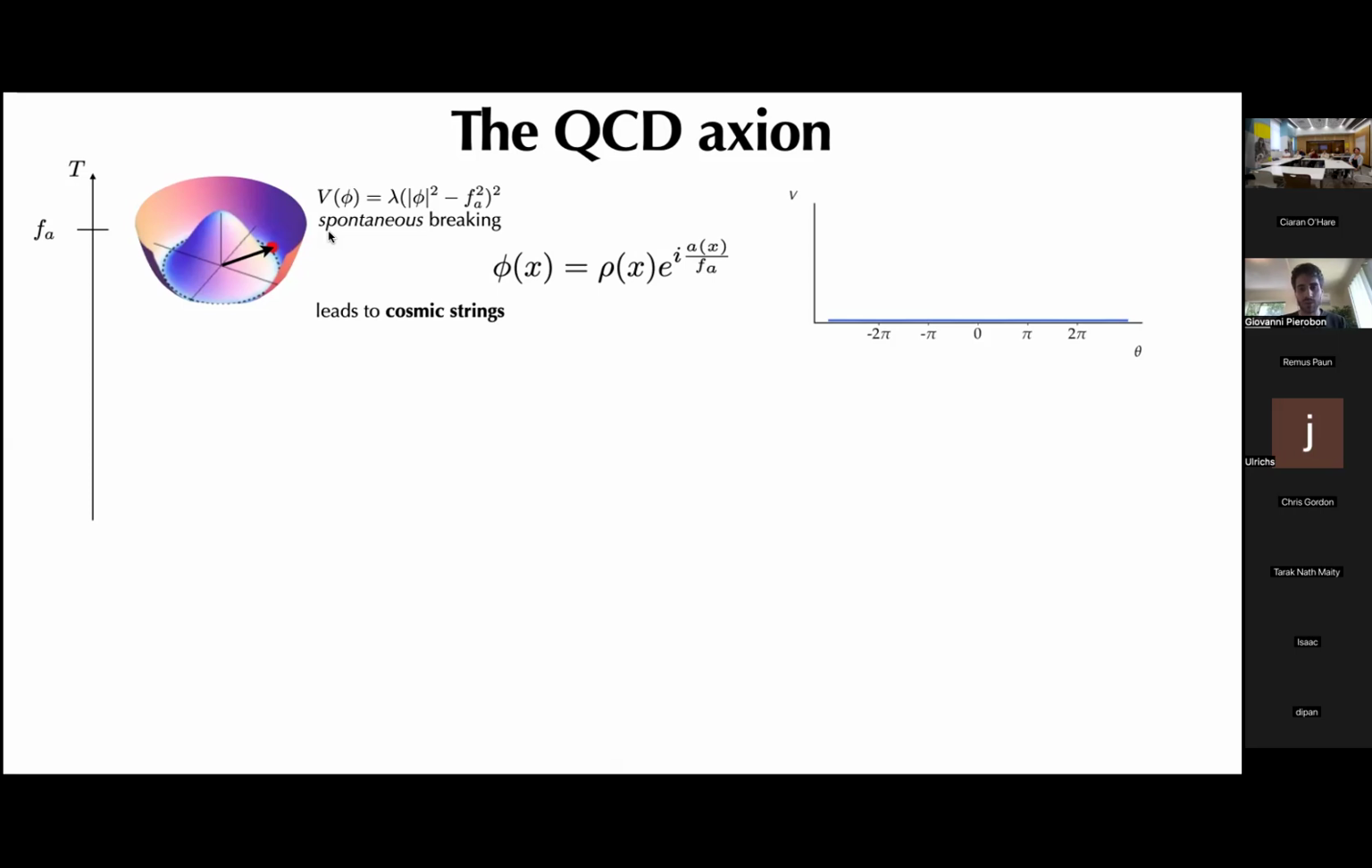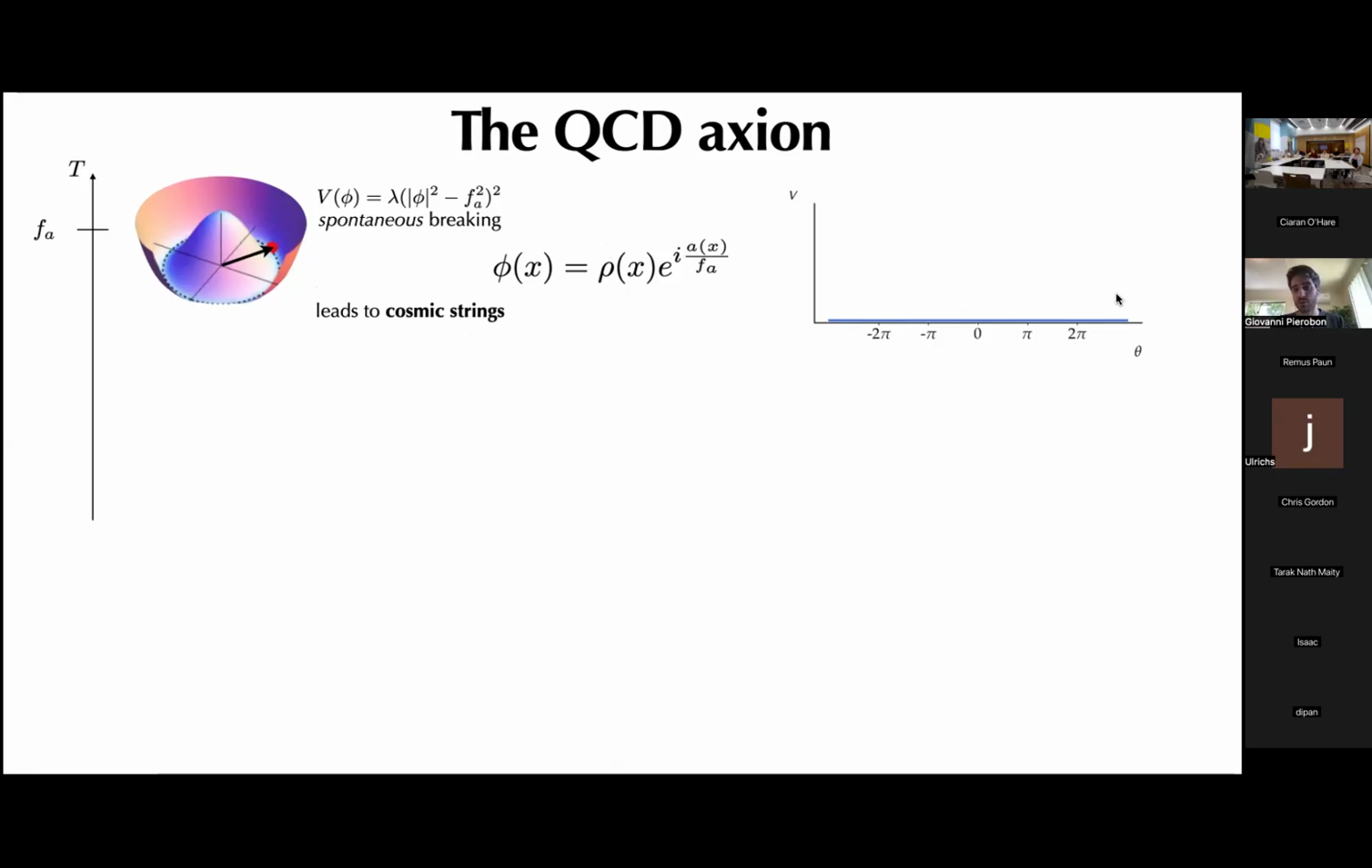So I want to highlight 2 things. First of all, it is a known fact that if you have a spontaneous breaking of a U(1) symmetry, you eventually end up with topological defects, in this case, cosmic strings. So I want to point out straight away that strings arise at the scale f_a because of this breaking. And I will discuss the strings in the second part more in detail, if you're not familiar with them.